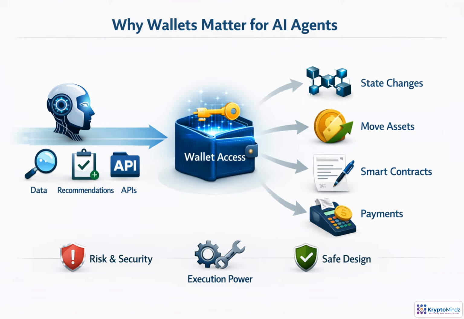Without a wallet, an agent can observe. It can read data, suggest actions, and call ordinary APIs. A wallet changes that role from advisor to actor. Once the agent can sign, its intent can become an on-chain transaction. It may update state, move assets, interact with contracts, or trigger payments. That is powerful, but it also raises the risk. Before granting signing access, design limits, approvals, and safeguards so execution stays controlled.